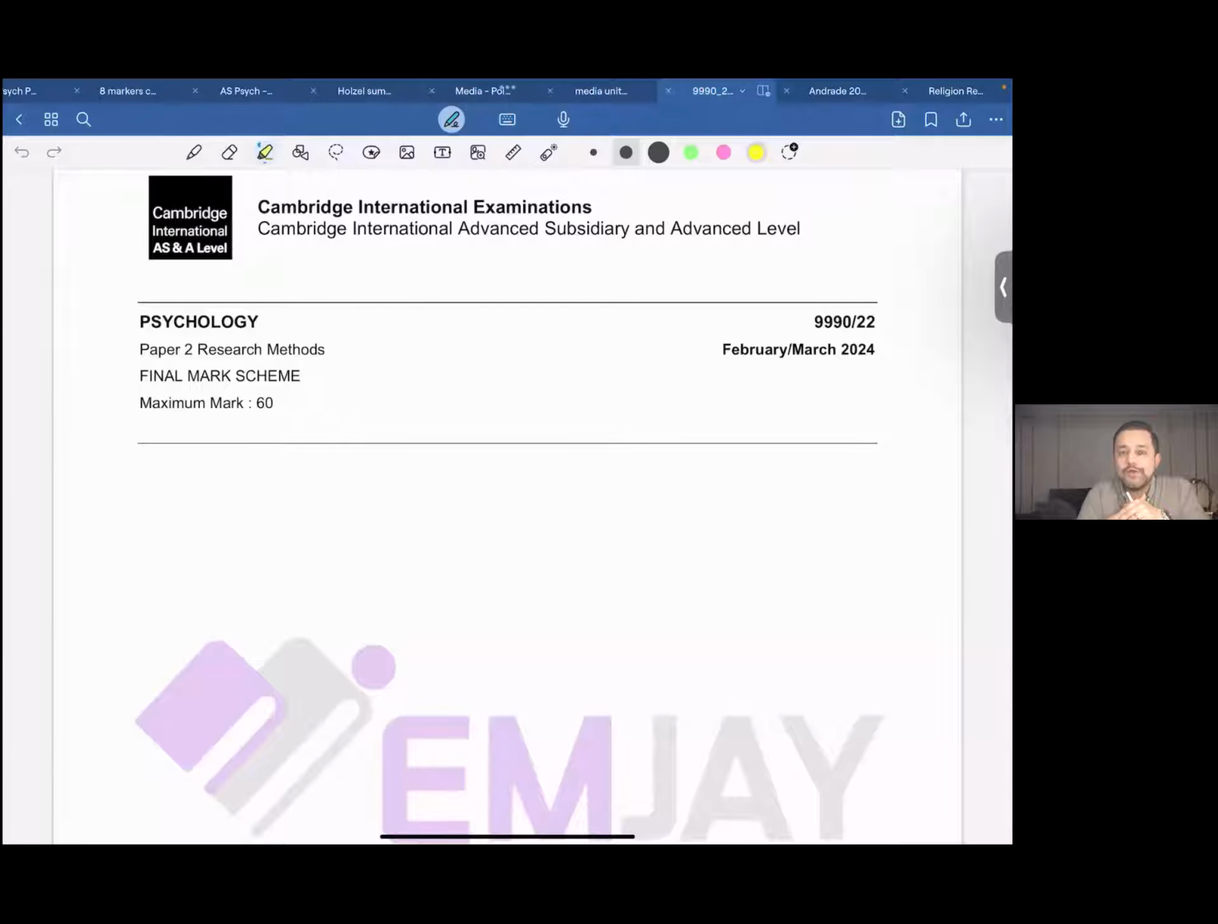Hello, everyone. Today, I'd like to discuss paper two with you all. Now, paper two, as you all would be aware, is known as research methods. Now, this particular paper that I have in front of me to help you explain the paper pattern, the paper structure, and the sort of questions that we get in paper two would be from February, March 2024.